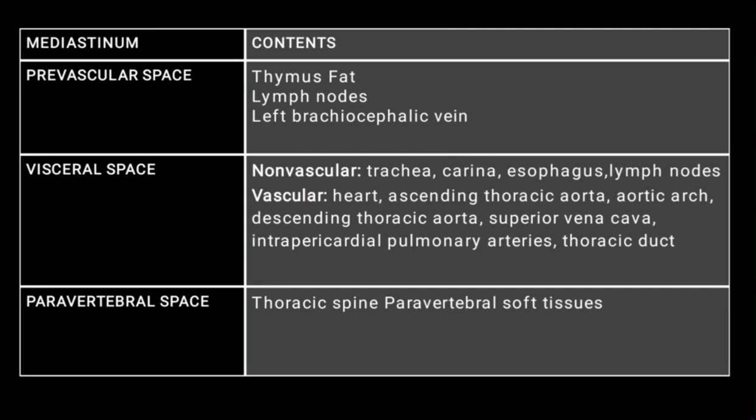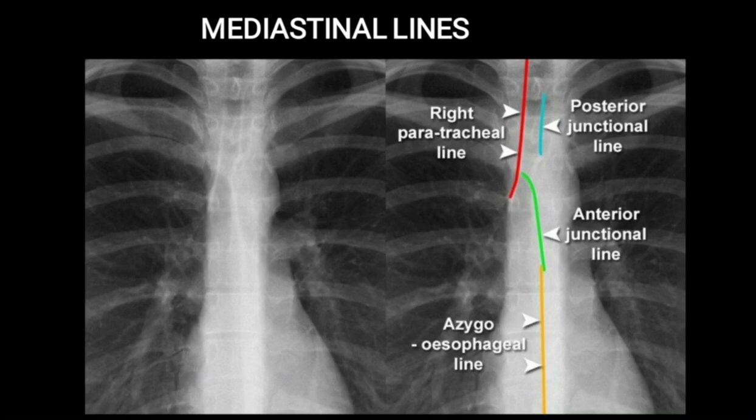So the prevascular space contains thymus, fat, lymph nodes, and the left brachiocephalic vein. The visceral space contains the non-vascular structures like trachea, carina, esophagus, lymph nodes, and the vascular structures like heart, ascending aorta, aortic arch, descending aorta, superior vena cava, pulmonary arteries, and thoracic duct. And the paravertebral space contains the thoracic spine and the paravertebral soft tissues.